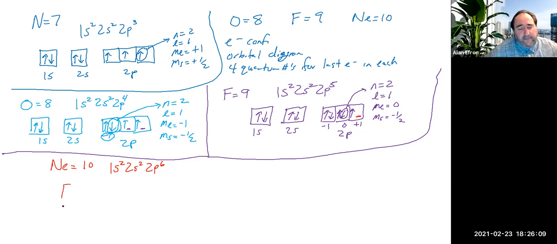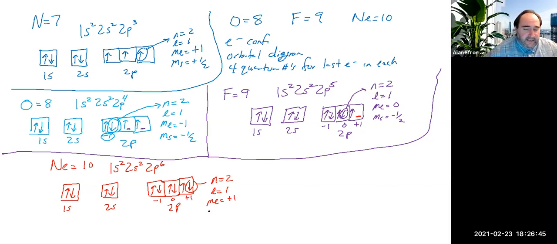Again, orbital diagram here, 1s, 2s, 2p, and again, that should completely fill us up. And again, one at a time up, and then one at a time back, filling our last one right there with values of n equal to 2, L equal to 1, M sub L in this case would be +1, again going from -1 to 0 to +1, and M sub S being -1/2.